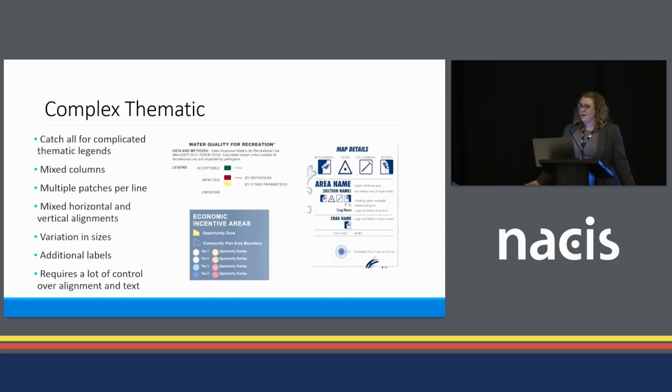And finally, we also have a catch-all for thematic mapping. Why didn't I use the same catch-all as I did for reference mapping? Because thematic mapping goes a lot crazier. I've discovered that most of you here at NACIS have probably built a legend in this category. It's where you do whatever you want. You mess with size, you add cool graphics, you change the columns, the alignments, the fonts. Anything you can think of can become a complex thematic legend.